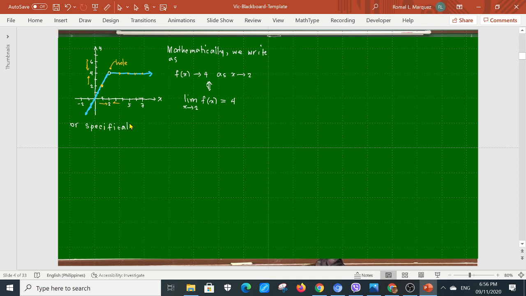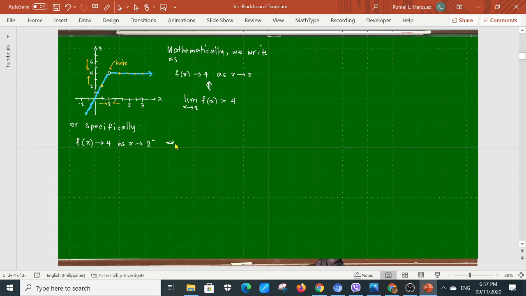Specifically, we have the limit, let's have f of x approaches 4 as x approaches what? As x approaches 2 from the left. Because there are two different functions. F is defined by a different function.